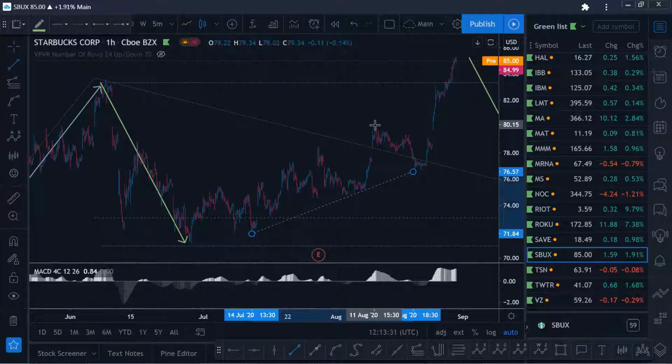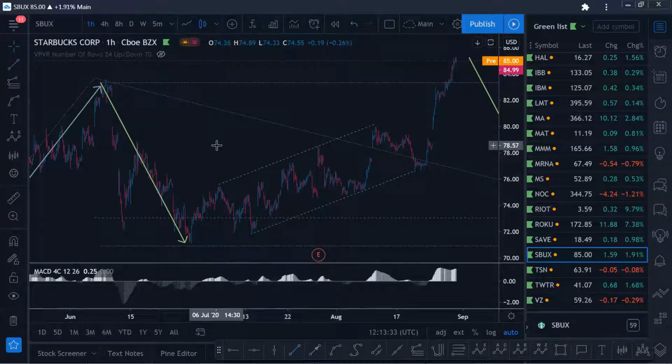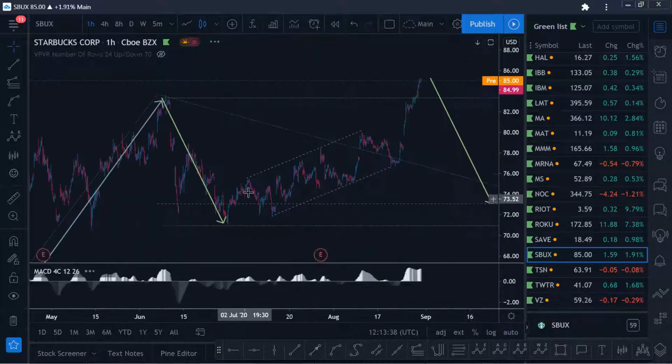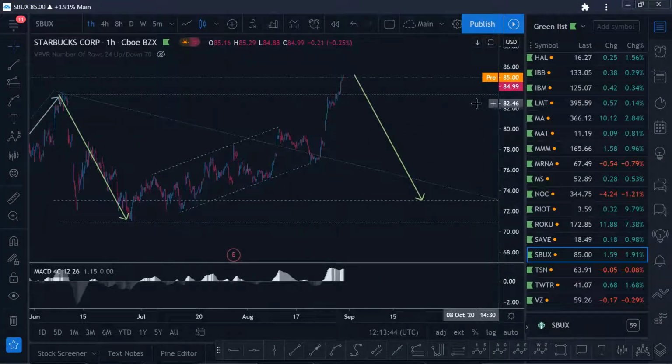Maybe a complex running flat of some kind. I'm not going to get into the details of it. And then a nice strong C wave impulse out. So impulse, correction, impulse for your B wave. You should see quite a strong move lower as a C wave, and then from there a nice long.